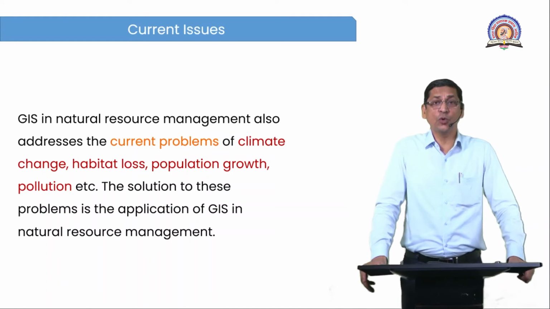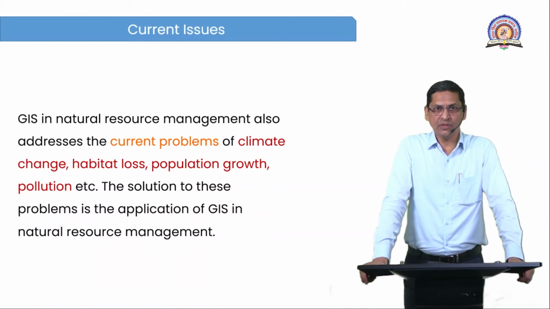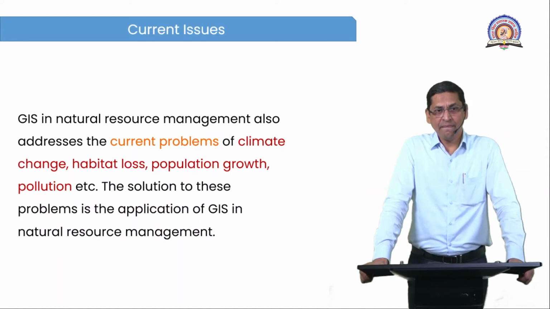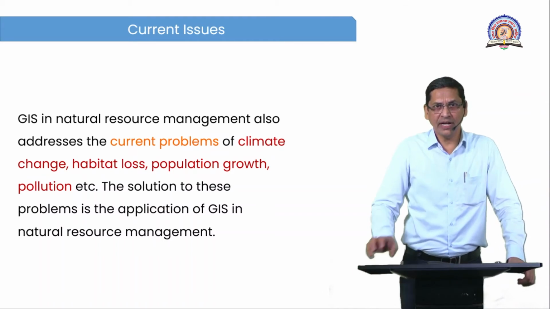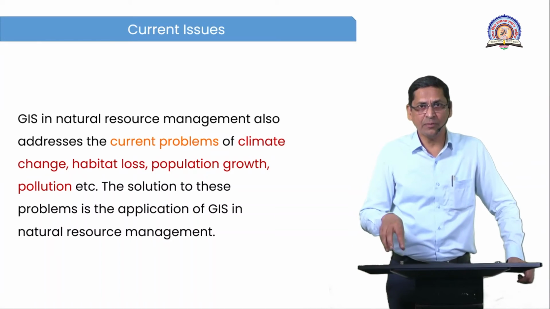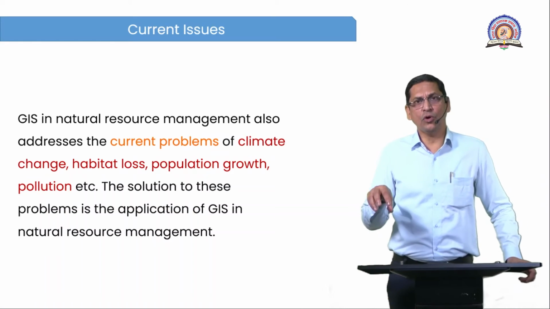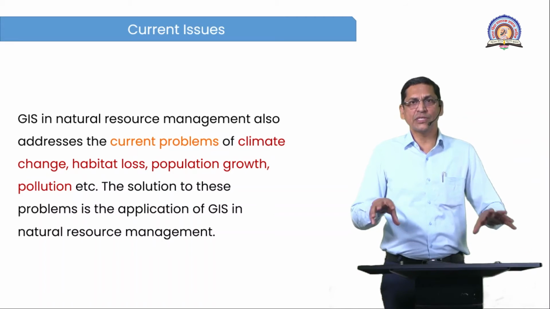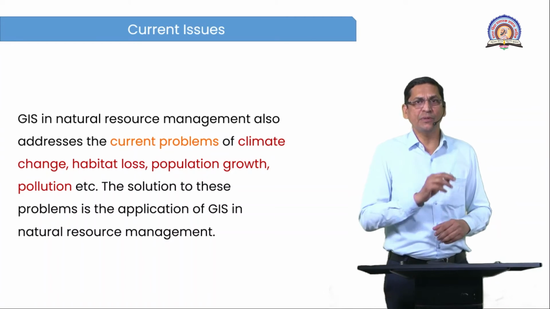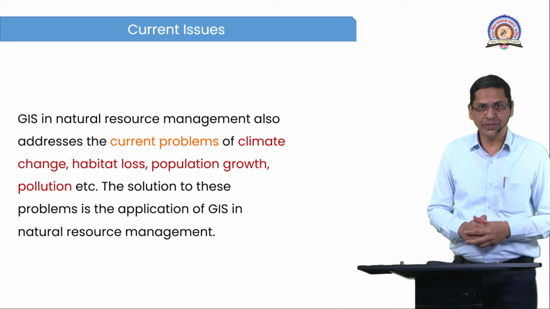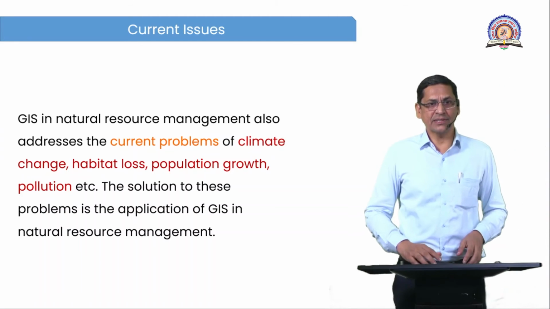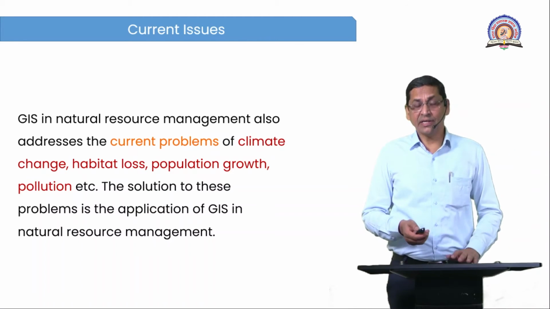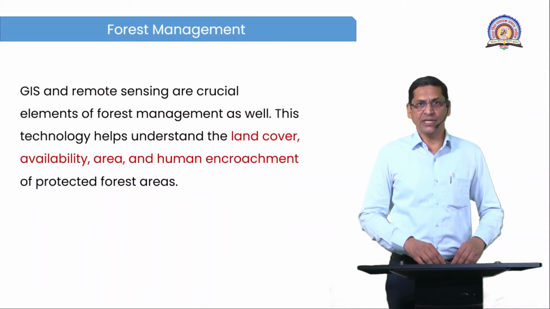Then population growth and pollution, these are also burning issues. And therefore, to see where the density of population is high, what the status of the pollution is, what types of pollution are found at a particular place, whether there is air pollution or noise pollution or water pollution, how to reduce the pollution, and what the sources of the pollution are, we can use GIS techniques. So, in the current issues, we can use GIS techniques.